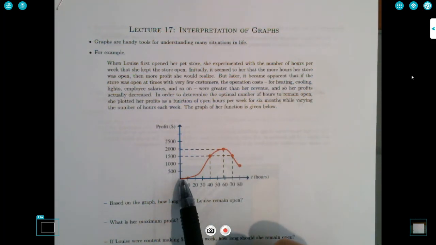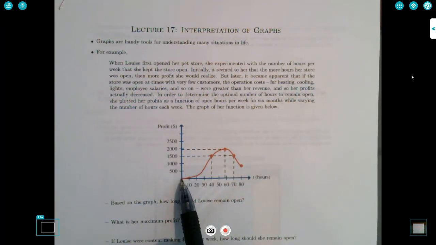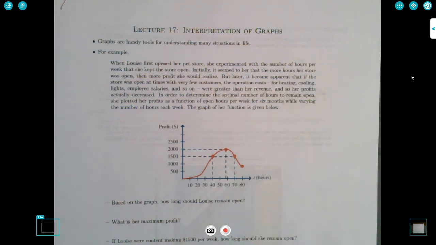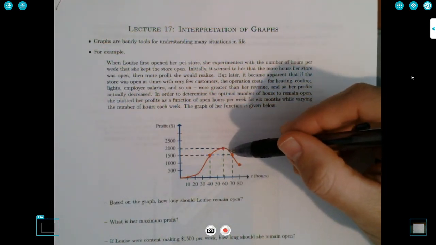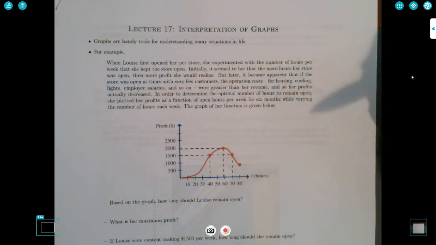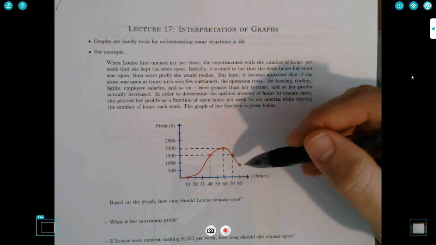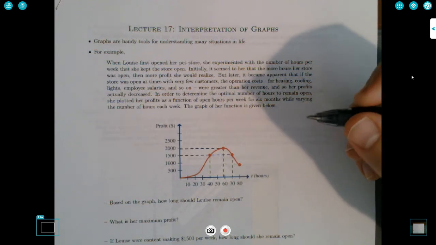So obviously, if she's open for 0 hours, so hours are down here. This is the number of hours that she's open, and this is the profits that she makes. So if she's open for 0 hours, then she makes $0 in profits, of course. If she starts to open up, then things start to increase a little bit, until they get to this point, and then after that, they start to decrease again, okay? Because she's staying open for so long over here that her business is open during hours that people aren't really coming into the store, so she's not selling anything.